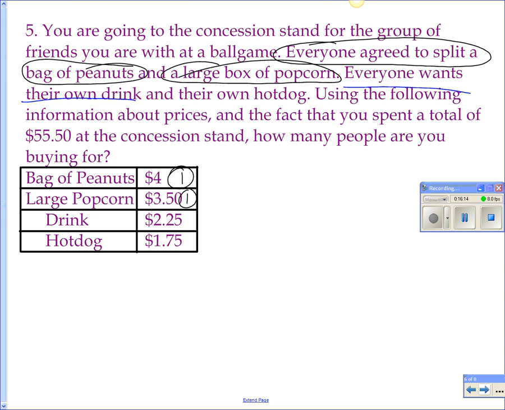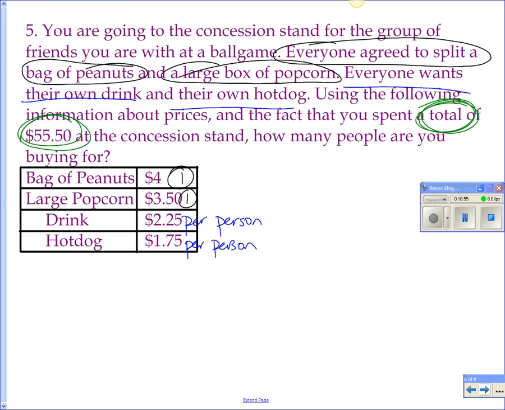Everyone wants their own drink, which means I have to pay $2.25 what? Very good. Per person, or some of y'all were just saying you could put an X with it. That's fine too. Okay. Ashley B, what about the hot dogs? What's it say about those? So that means it's $1.75 per person as well. Okay. And Nadia, what's something else that's important in this? Total of $55.50. Okay. All right.